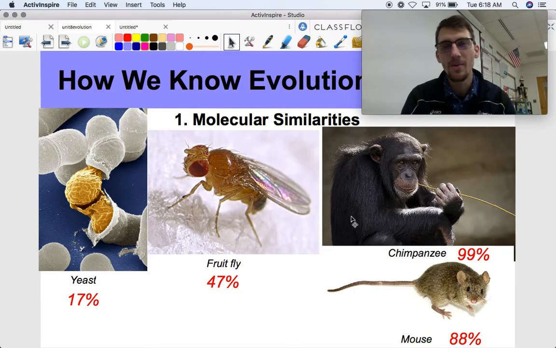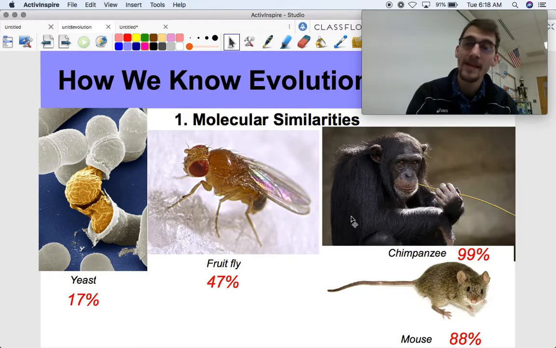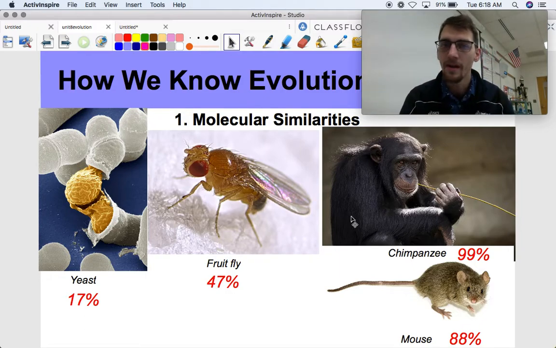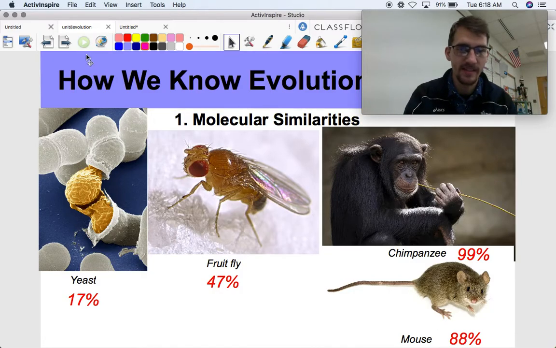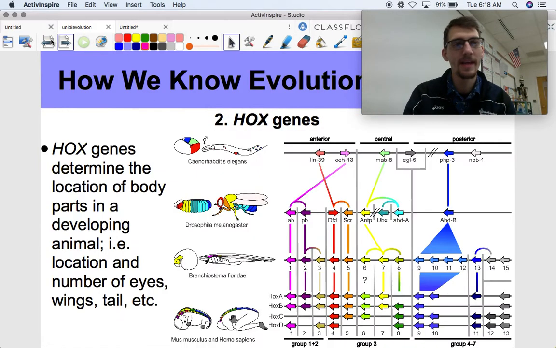Hey, that doesn't mean we came from chimpanzees. Do you descend from your cousin? No, you descend from your grandparents, right? You descend from your great-grandparents, and so on and so forth, right? So we and chimpanzees, we have a more recent common ancestor. We have the same grandma, in comparison to other species here. Okay, so that's molecular similarities.